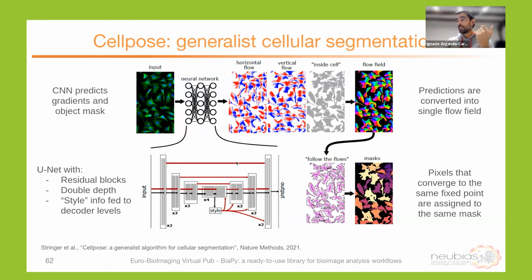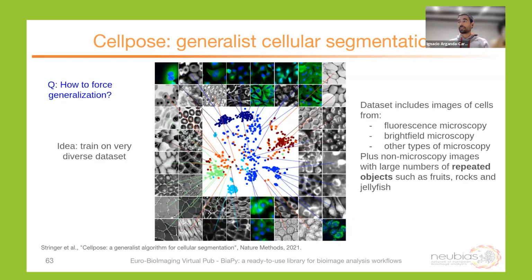Moreover, these people wanted to build a generalist cellular segmentation model. And for that, they trained on a very diverse data set, meaning different image modalities, but not only image modalities. They also put in some crowded scenes of, for example, fruits, rocks, objects that look a little bit like cells but are touching each other. So the network is used to seeing these crowded scenes, but with other types of objects.